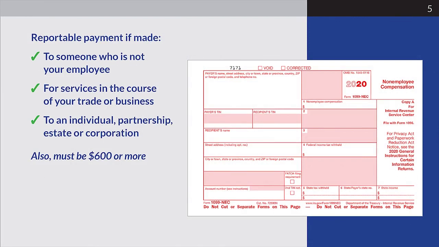2. It is made for services in the course of your trade or business. 3. It was made to an individual, partnership, estate, or in some cases a corporation. And finally, the payment was $600 or more for the calendar year.